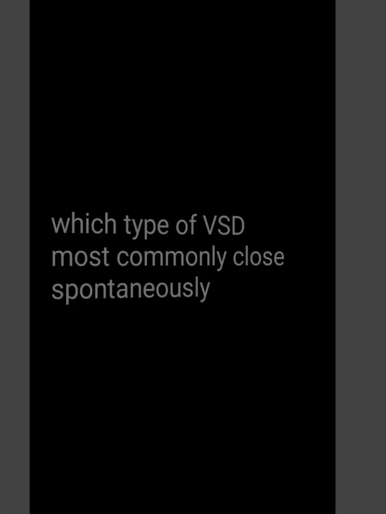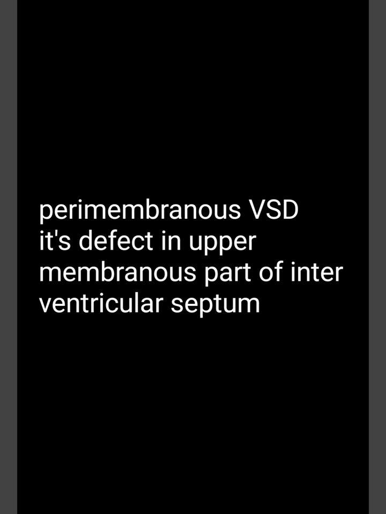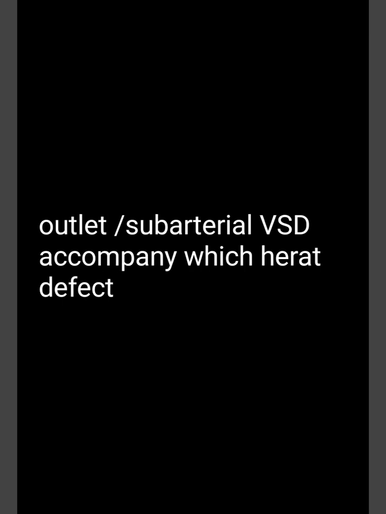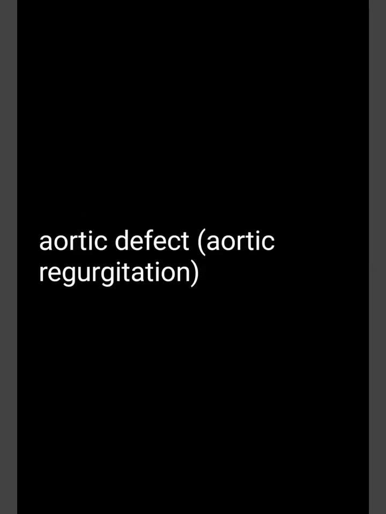Which type of VSD most commonly closes spontaneously? Muscular VSD. Most common type of VSD: paramembranous VSD. It is a defect in the upper membranous part of the interventricular septum. Outlet subarterial VSD accompanies which heart defect? Aortic defect, aortic regurgitation.